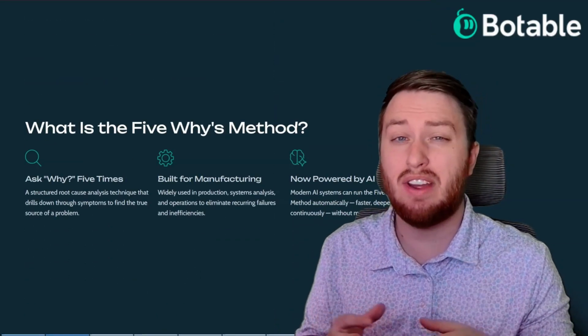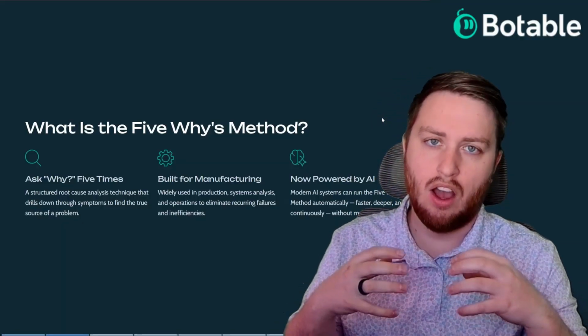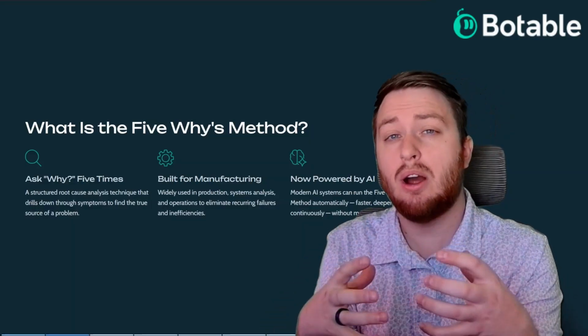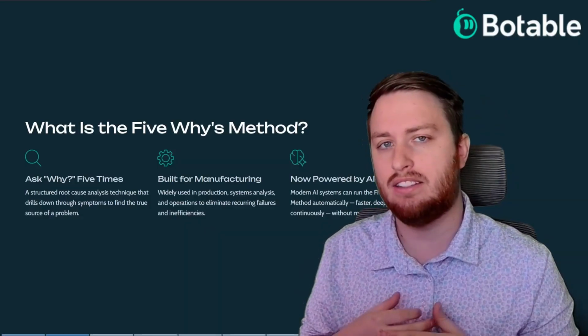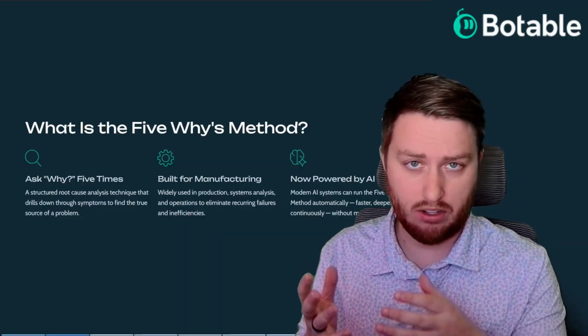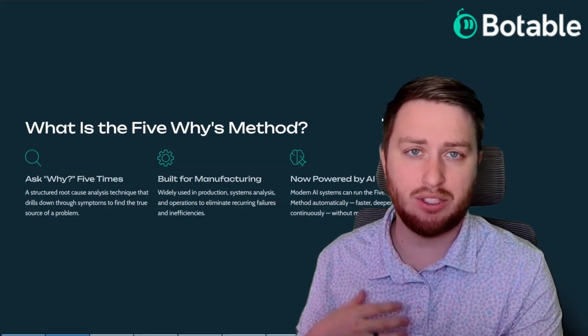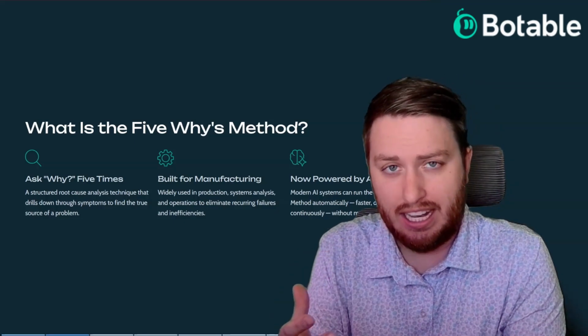It's the method of asking why five times in order to find the root cause of whatever problem you may be facing. It's built for manufacturing. It's from Toyota, but there's lots of different applications in a lot of different industries for the five whys method. And now it's being powered by AI to make it easier than ever and to actually get answers a lot faster.